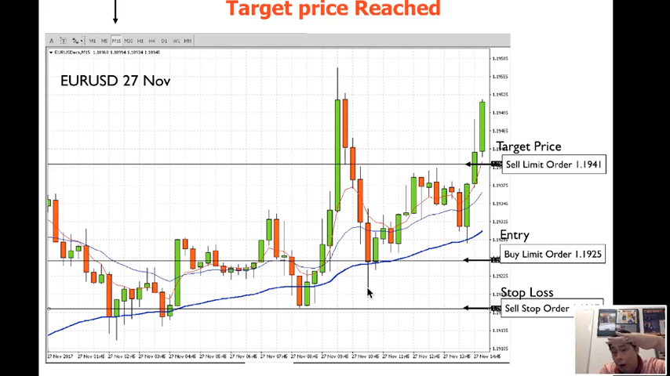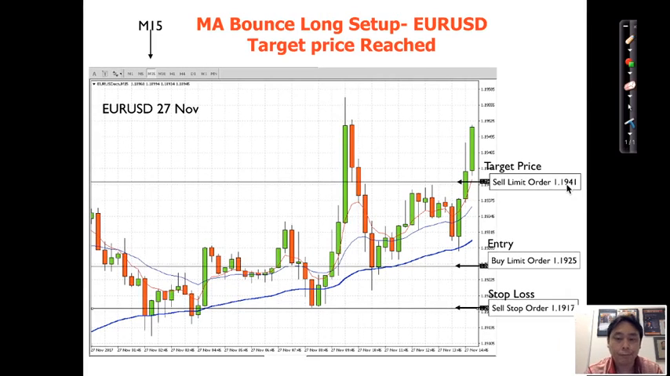So you may have panicked, oh my God, right? But it came back up again, did not hit the stop loss. Stop loss was at 1917, was pretty safe from the stop loss. And it then rebounded and proceeded to hit our profit target at 1941. Okay, so this is the Euro USD trade on the 27th of November.